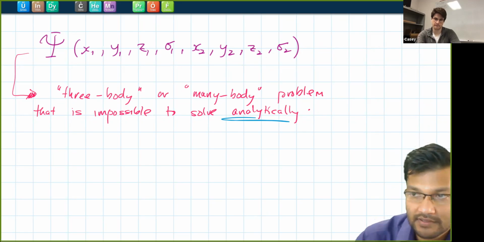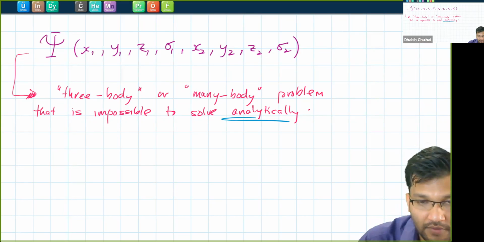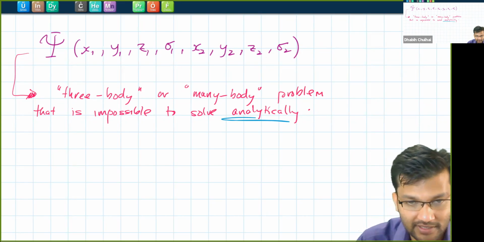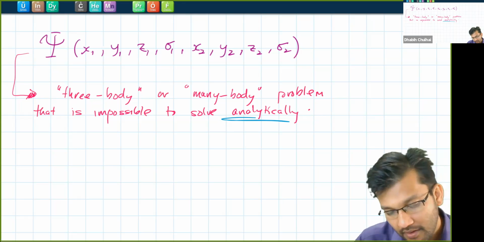So how do we move forward here then? Because are we stuck? Is quantum mechanics useless because we can't solve anything for more than one electron? Well, yes and no.